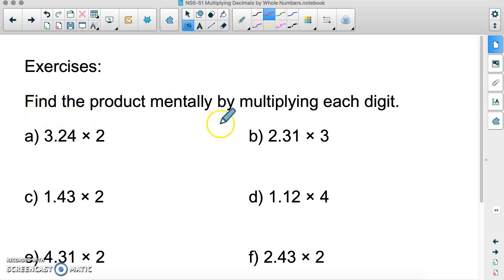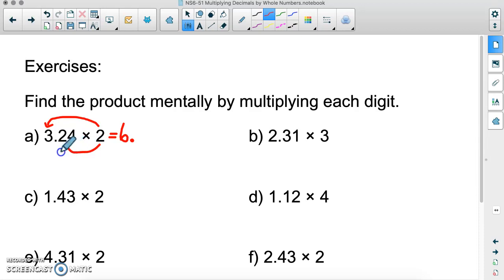So we're going to find the product mentally by multiplying each digit. So let's do A together before you try some on your whiteboards. We're going to do 3.24 times 2. So if we're multiplying each digit separately, we're going to start by multiplying the 2 times the 3. So we know 2 times 3 is going to give us 6. And I'm going to put the decimal place right where it is in this number.